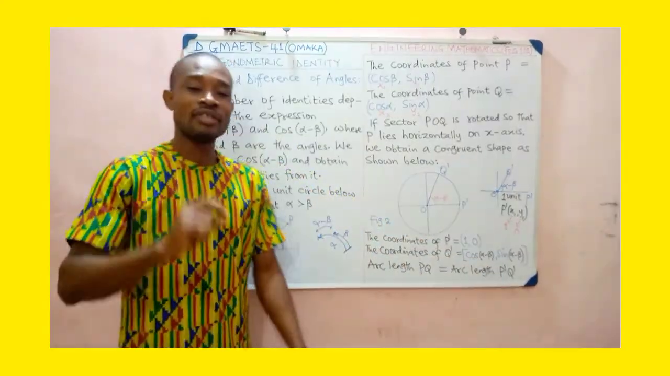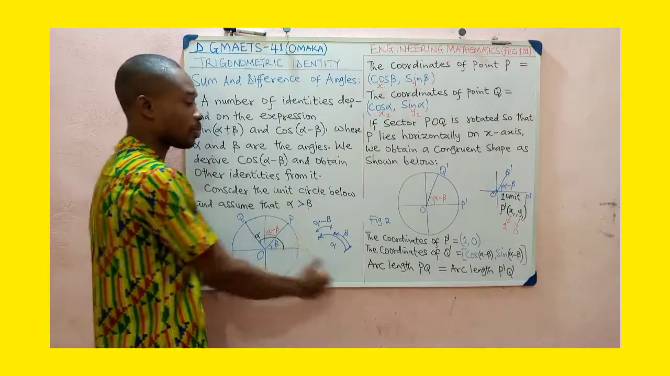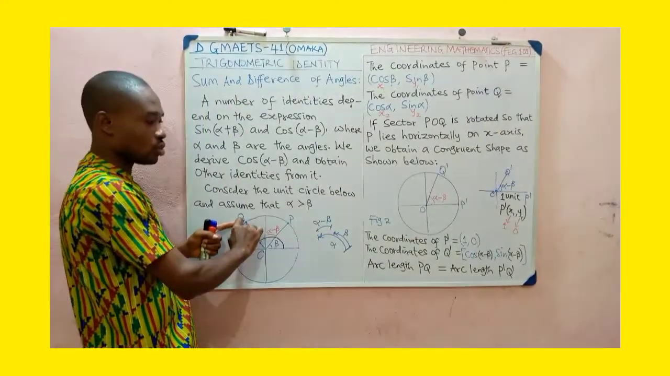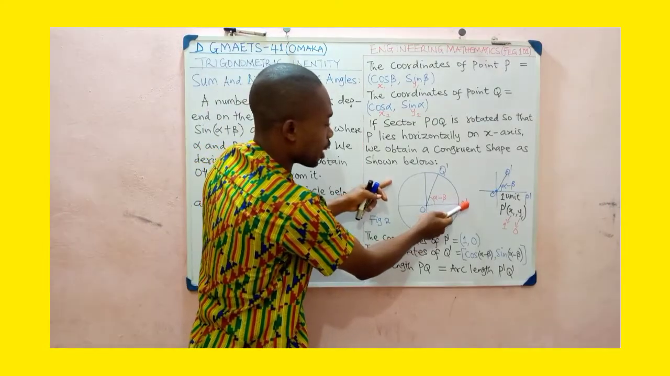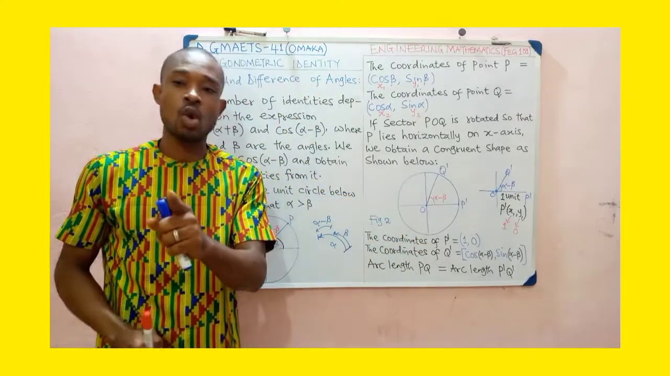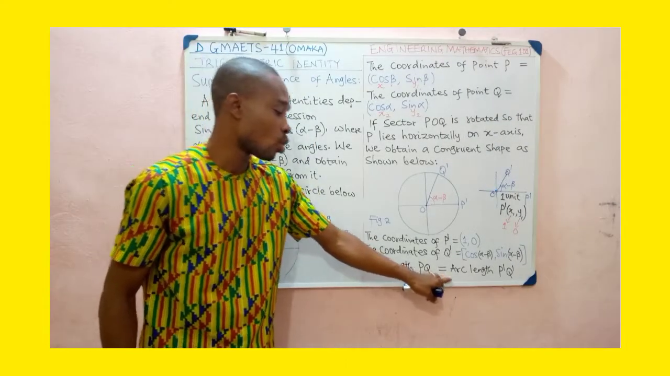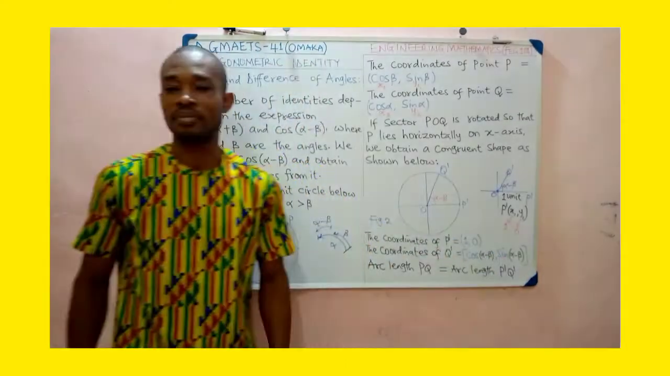Okay, now having explained this, remember that we stated that this shape and this shape, they are congruent, they're similar. The arc length here, PQ, and the arc length here, P prime Q prime, they are equal. Look at it: arc length PQ equals arc length P prime Q prime.